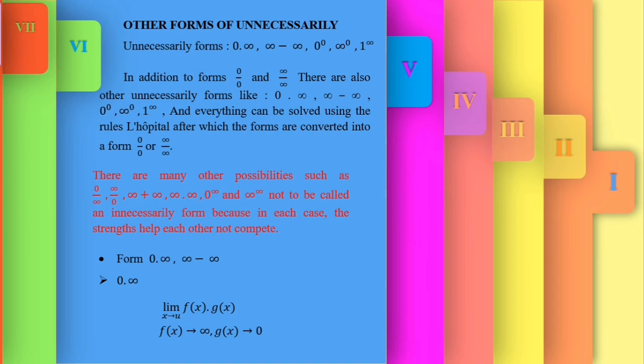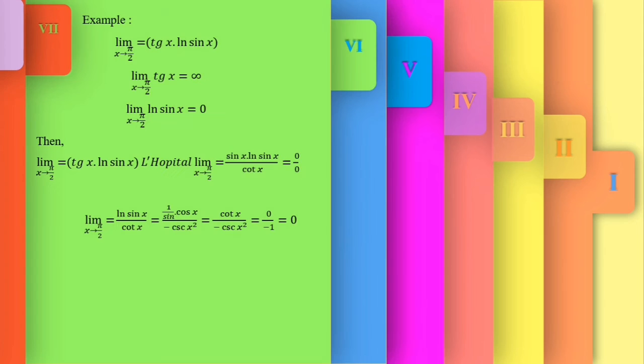The forms 0 times infinity and infinity minus infinity. First, 0 times infinity: the limit of f(x) times g(x) as x approaches a, with f(x) going to infinity and g(x) going to 0. For example, the limit of tan x times ln sin x as x approaches pi over 2, where the limit of tan x as x approaches pi over 2 is infinity and the limit of ln sin x as x approaches pi over 2 is 0. Then we use L'Hopital's rule, so you can see the solution on the slide.